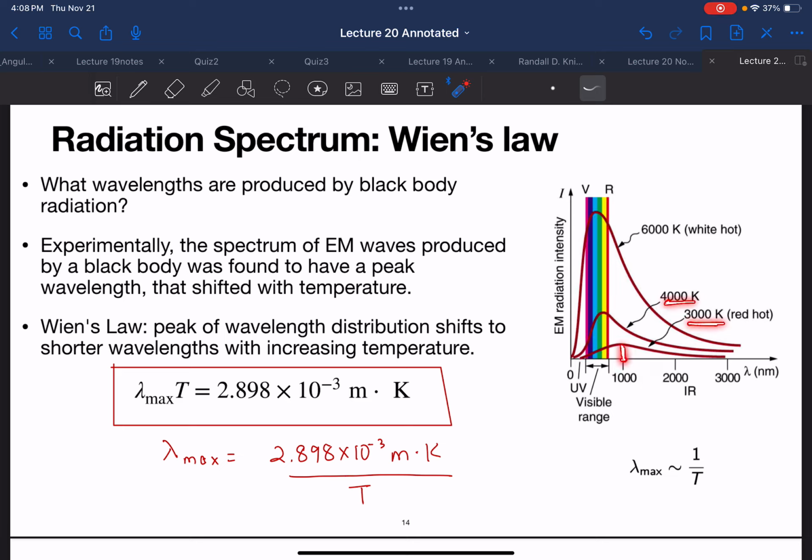Then we go hotter to 4000 Kelvin. Well, when we go to 4000 Kelvin, our peak has shifted now to a lower wavelength. And that's exactly what Wien's law is showing us here. And then as you go to even higher, 6000, the peak is shifted to an even shorter wavelength.